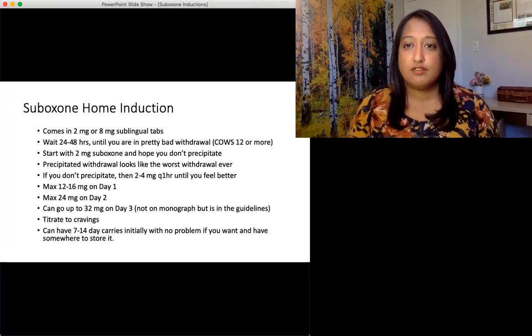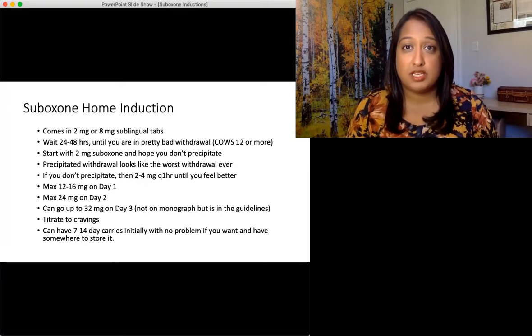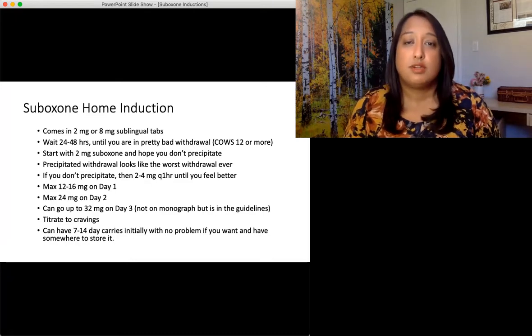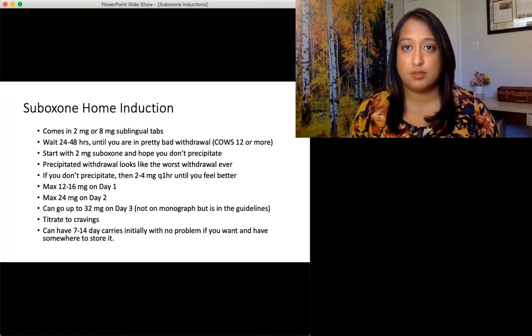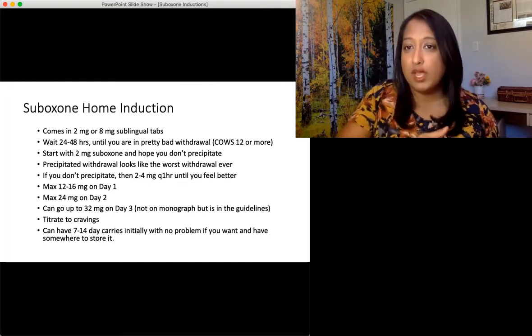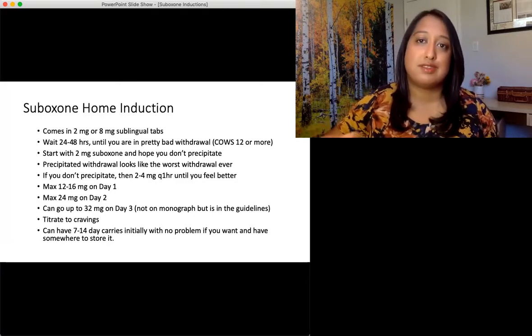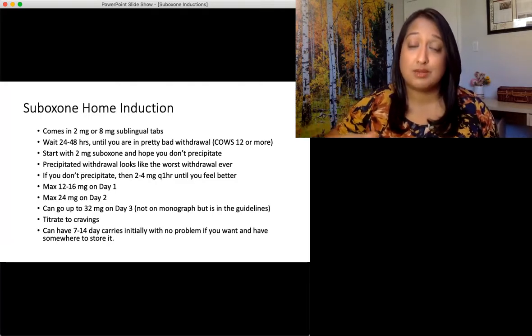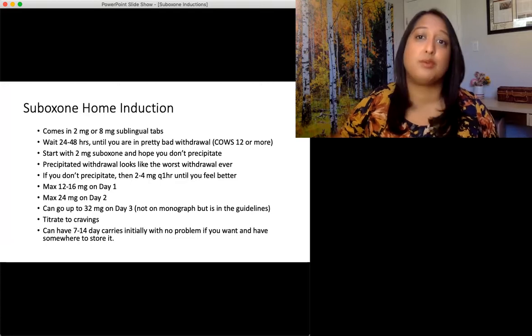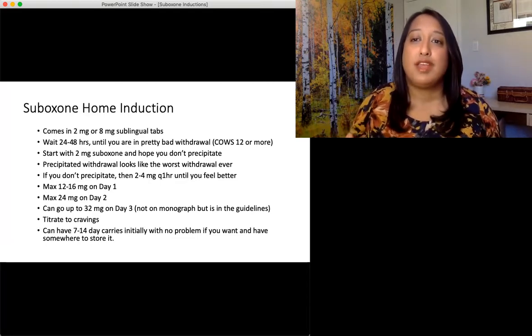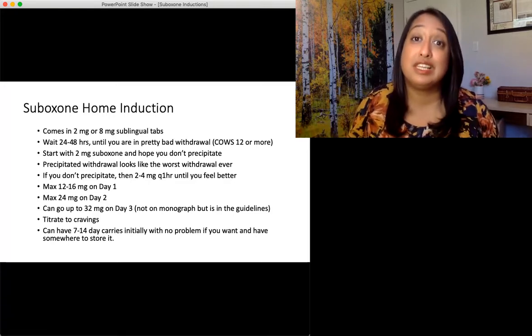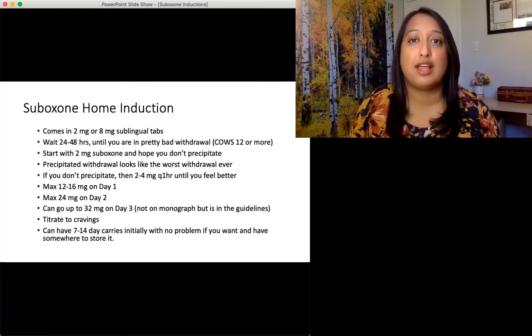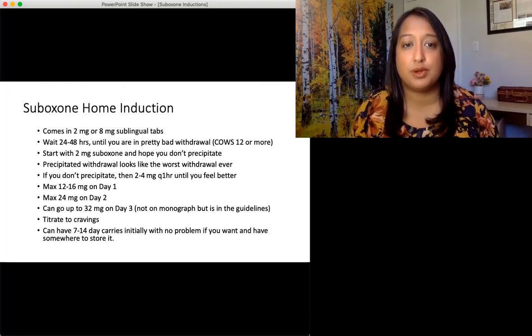Okay, so let's first talk about a Suboxone home induction. Suboxone comes in these 2 milligram or 8 milligram tabs. It's covered by most things. The idea is you wait until those opioids are out of the system. You wait 24 to 48 hours, sometimes even longer if it was something like methadone or a long-acting opioid. You wait until the patient's in really bad withdrawal, so like moderate to severe withdrawal, COWS of at least 12, but the higher the COWS, the lower the risk of precipitated withdrawal.